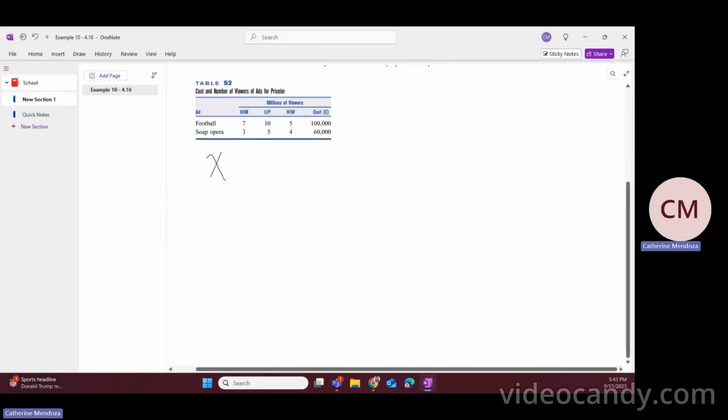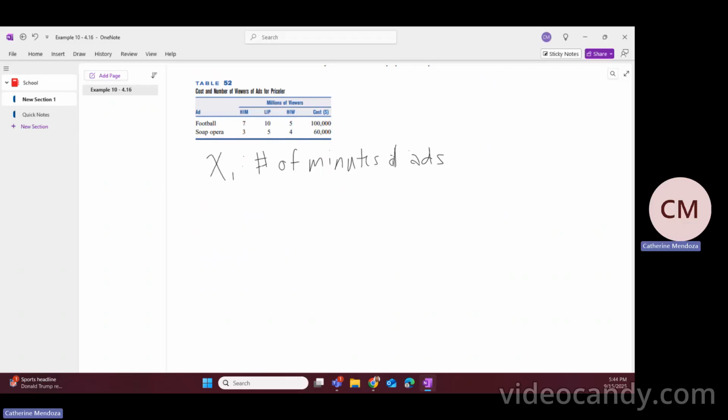So let's make x1 be the number of minutes of ads shown during football games, and we'll have x2 be the number of minutes of ads during soap operas.